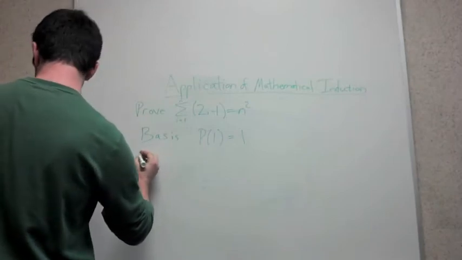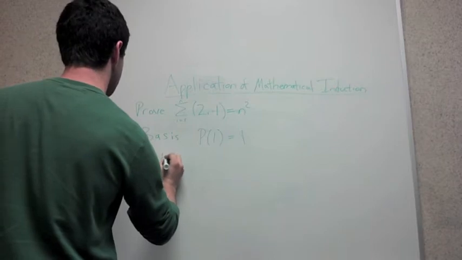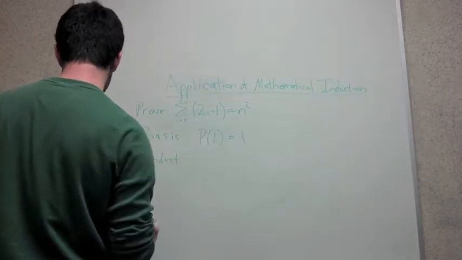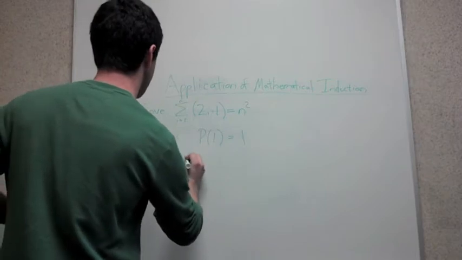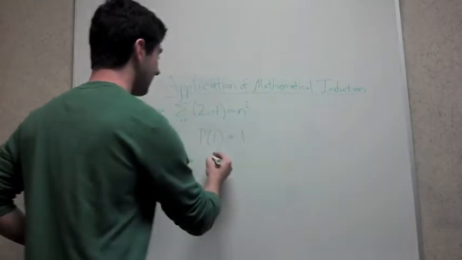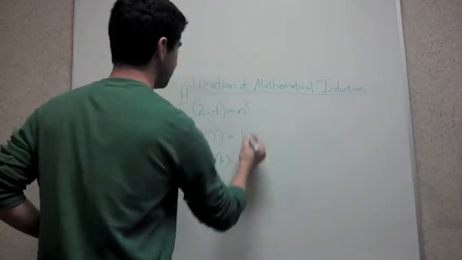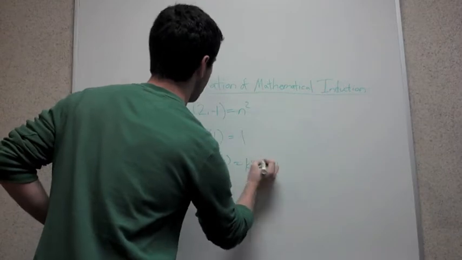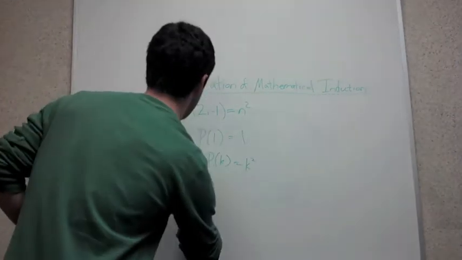The next step would be your inductive step. And this is where you assume an arbitrary k is true and use that assumption to prove that p of k plus 1 is true. So, in this case, we have p of k, which is equal to k squared, from our assumption. And then we would go about proving p of k plus 1.